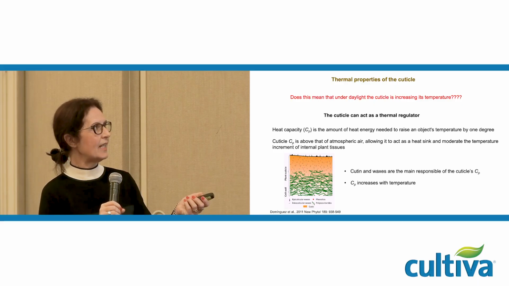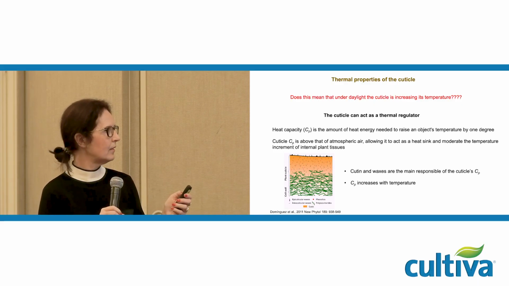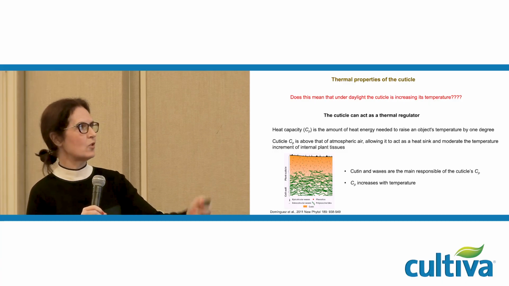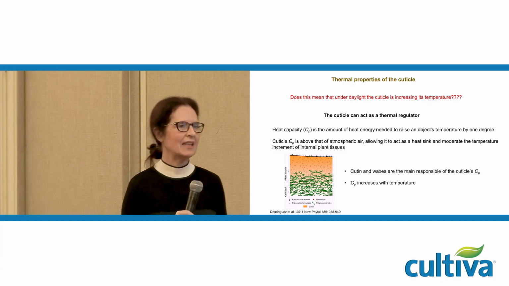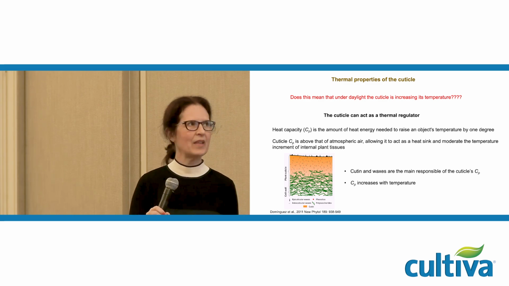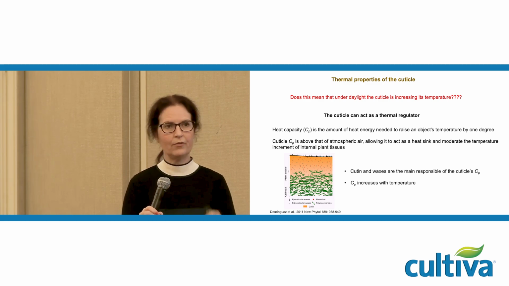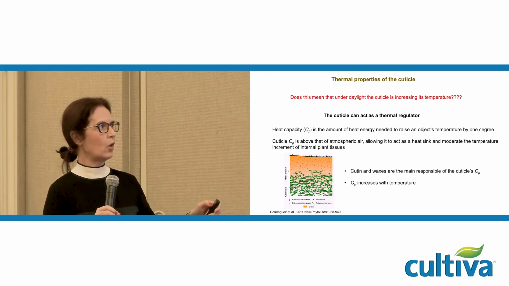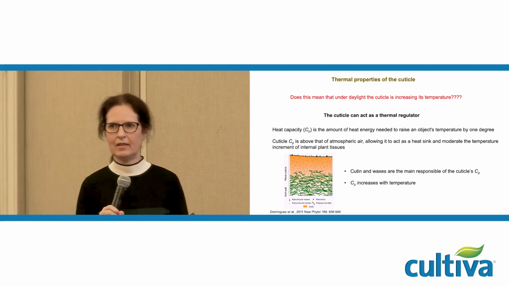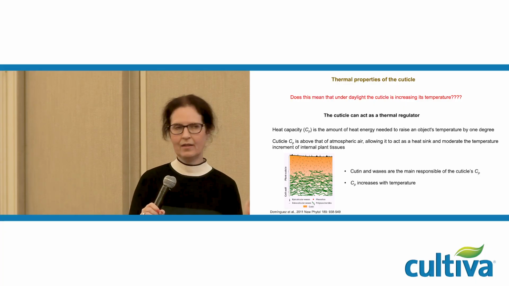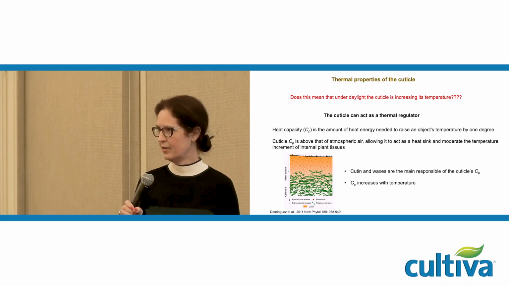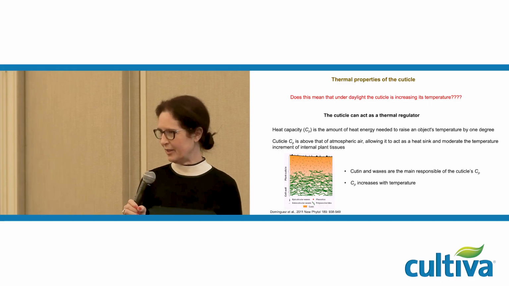The cuticle has a heat capacity that is above that of atmospheric air. That means that the cuticle is able to act as a heat sink and moderate the amount of thermal energy that goes inside the cells. I'm saying moderate. It will not prevent it. The reason is very simple. The cuticles are not extraordinarily thick, so there is a question of how much material we have.